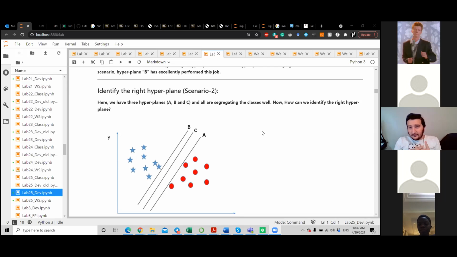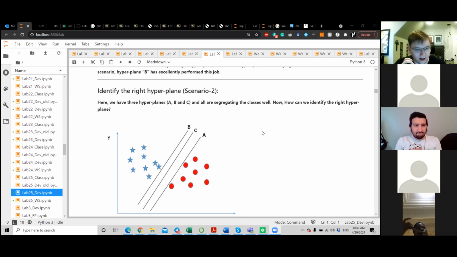Okay, so Travis, as the representative of those who voted C, why do you think C is a better hyperplane? I think it's because it's very much equidistant from the nearest red circle and the nearest star. So it has very little bias between the two.